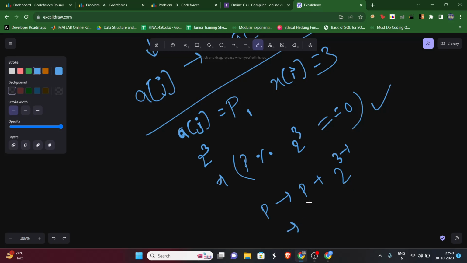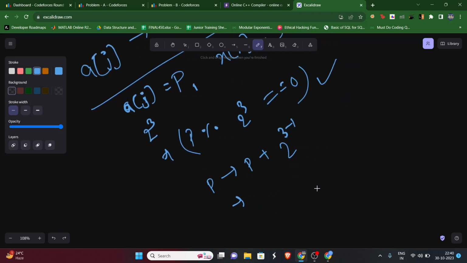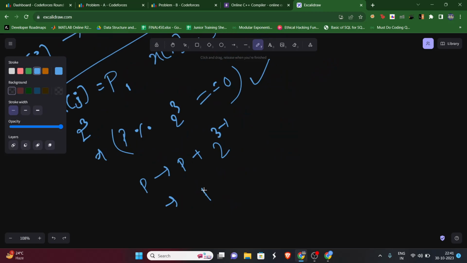So just watch this carefully. What I am trying to do over here is, this can be written as p plus 2 to the power 2. We know that p was divisible by 2 to the power 3, right? So can't we write it as m into 2 to the power 3 plus 2 to the power 2? That means p can be written as some integer m multiplied by 2 to the power 3, plus 2 to the power 2.